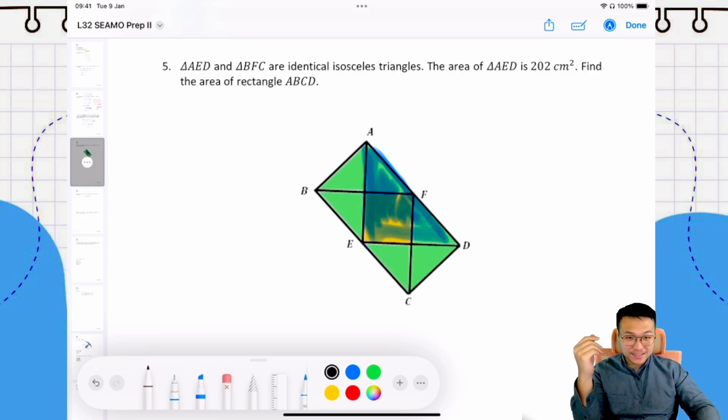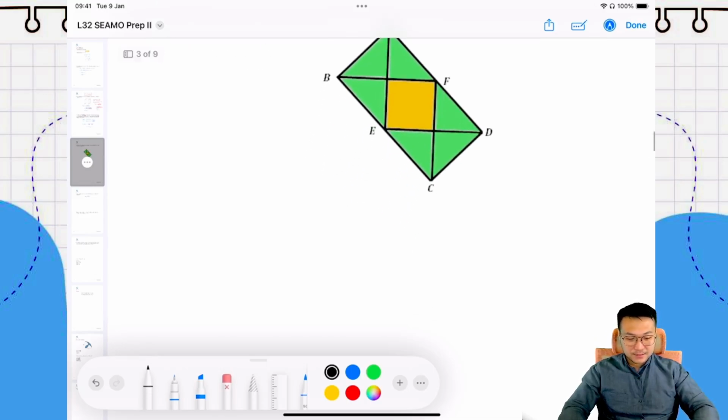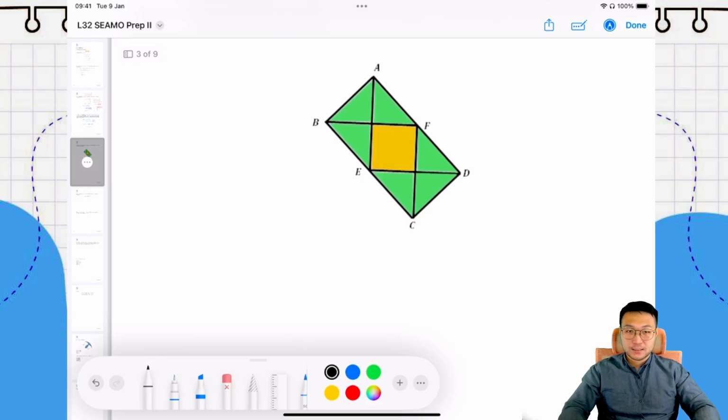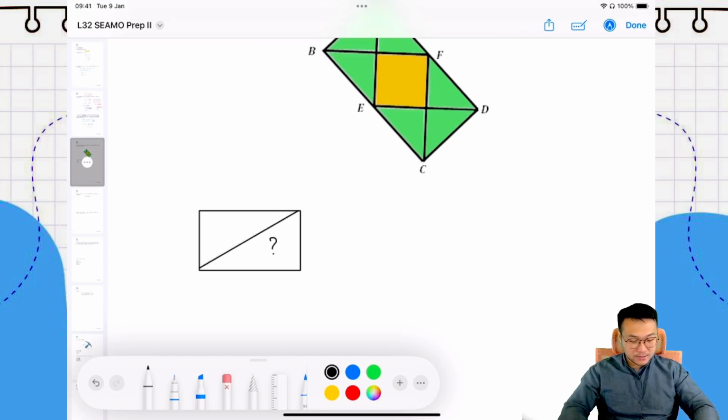Okay, let me show you something. Max, let me ask you. Are you wondering why I say that you can do this in 10 seconds? I'll just ask you some questions, then you'll be able to solve it in 10 seconds. Okay, Max, ready? I have a rectangle here. Tell me, what fraction of the rectangle is this triangle?